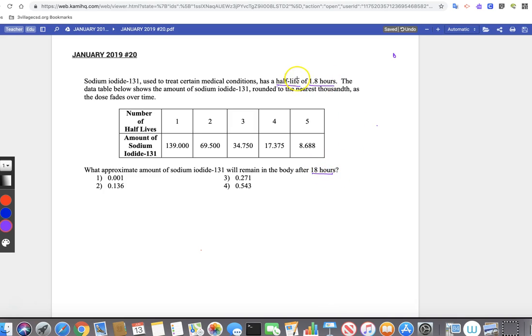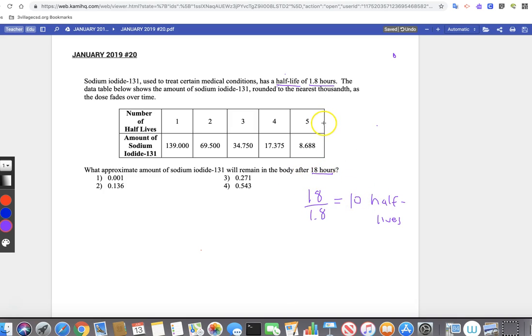And since the length of the half-life of sodium iodide is 1.8 hours, to calculate the number of half-lives within 18 hours, we can take 18 and divide it by the length of the half-life, 1.8, and we would get 10. And that's the number of half-lives that we would have to calculate in order to answer this particular problem.